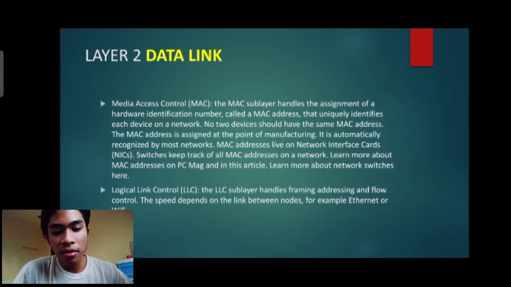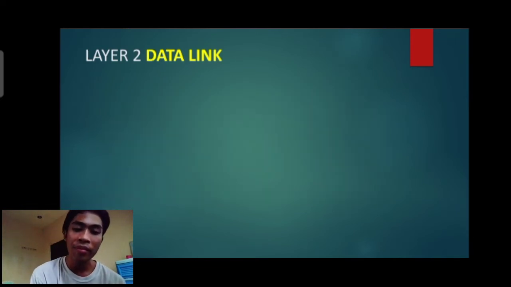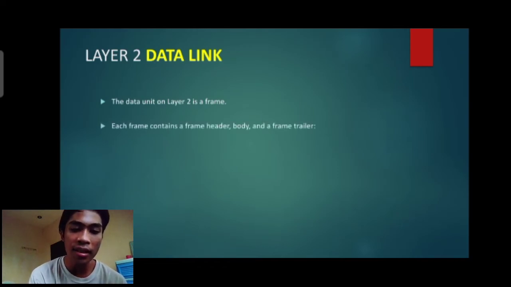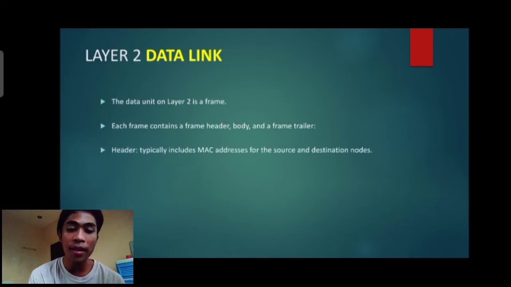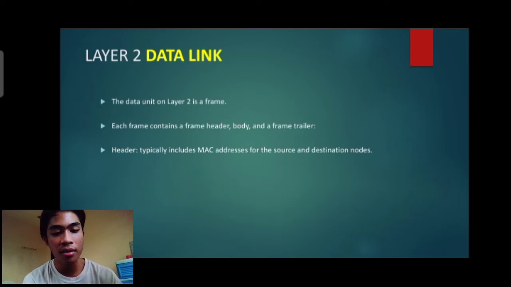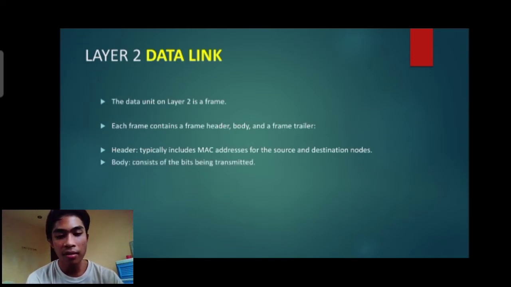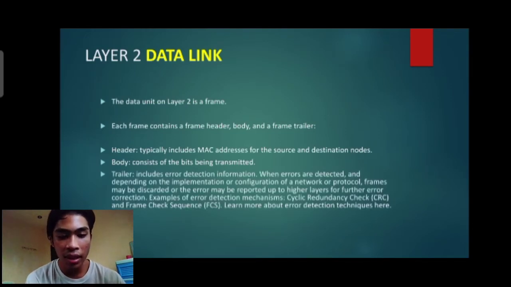Also the logical link control, or the LLC sublayer, handles framing, addressing, and flow control. The speed depends on the link between nodes, for example, internet or Wi-Fi. Another thing, the data unit on layer 2 is a frame. What do you mean by that? Each frame contains a frame header, body, and a frame trailer. The header typically includes MAC address, as we already know, for the source and destination nodes. Body consists of bits being transmitted, or in short, the message contained inside.